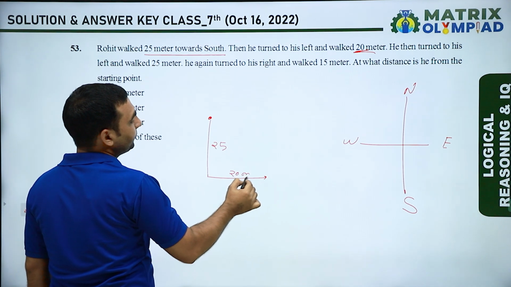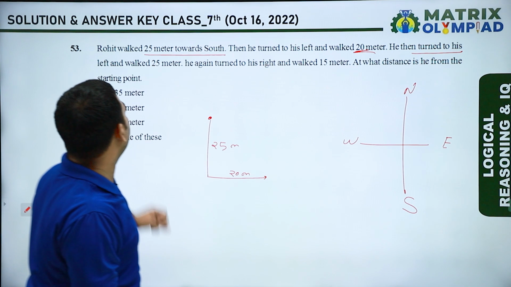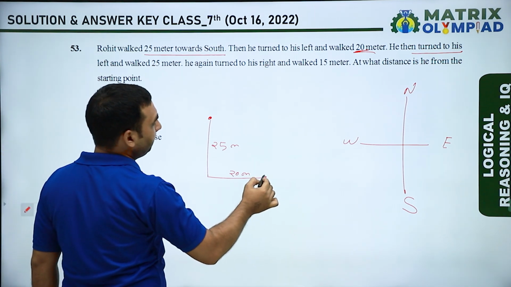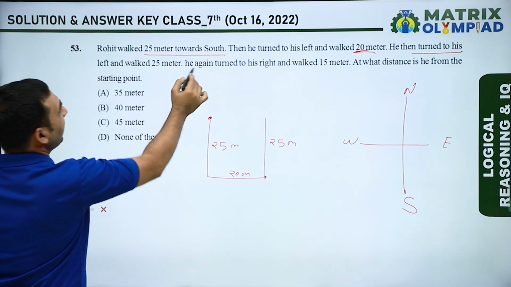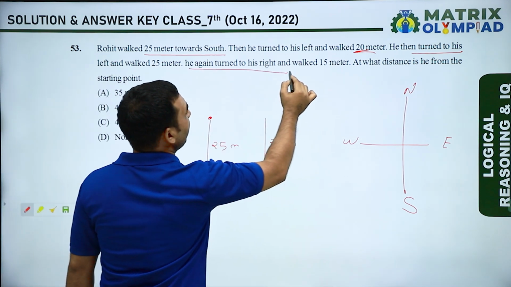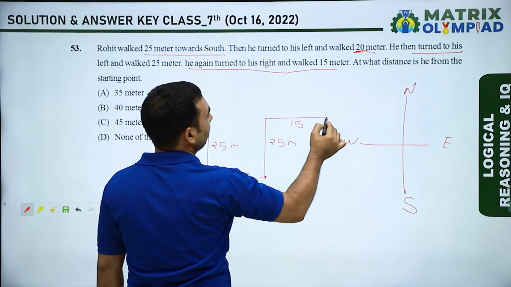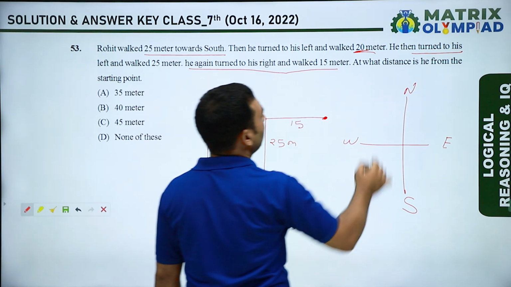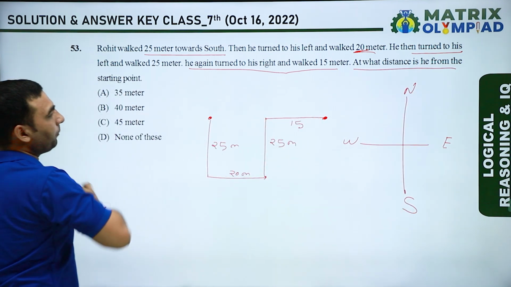He then turns to his left and walks 25 meters. He again turns right and walks 15 meters. Then this is his last point. At what distance is he from the starting point?